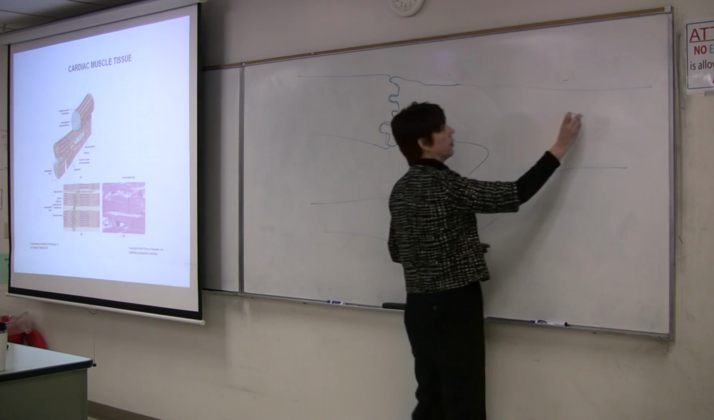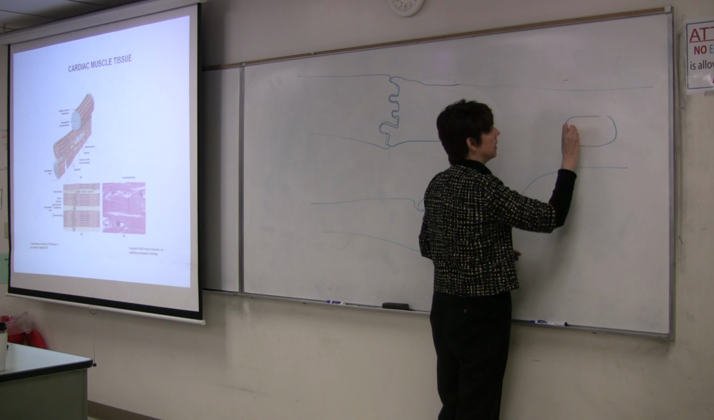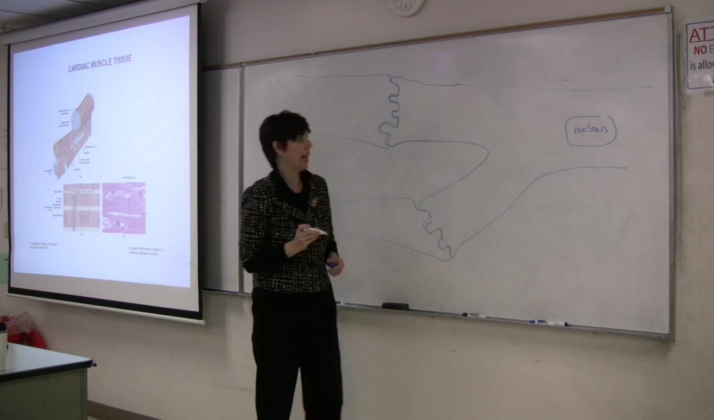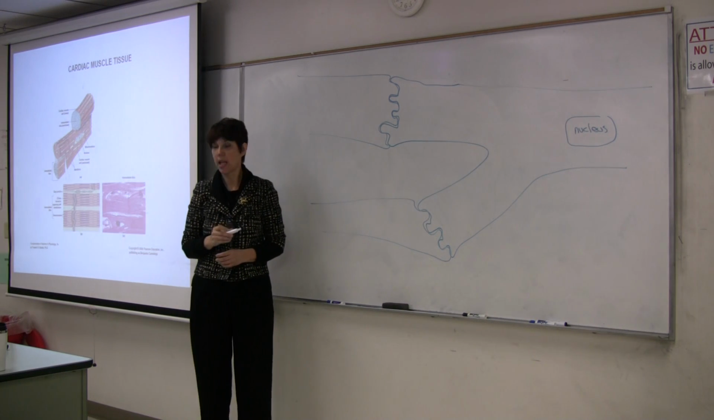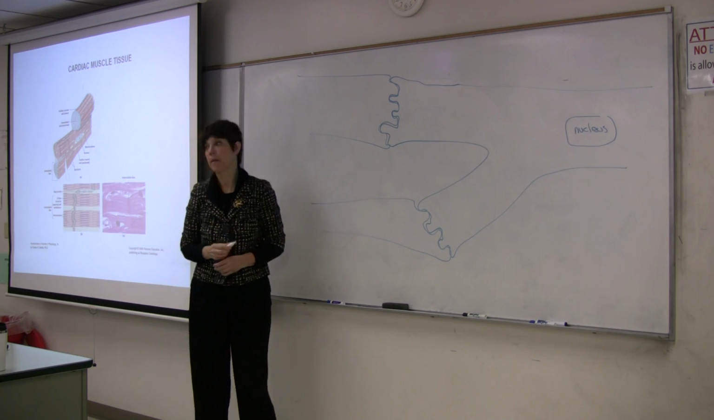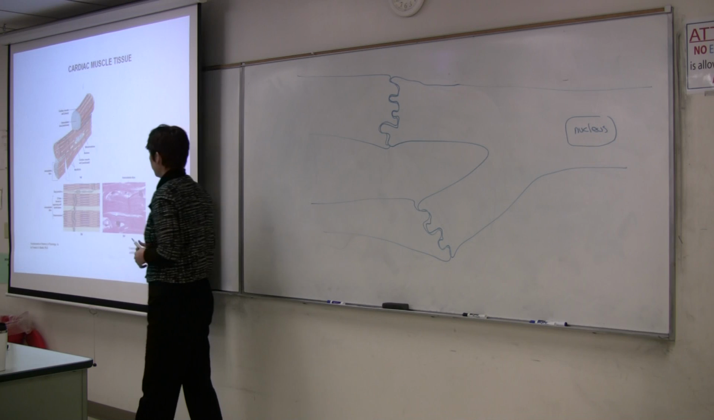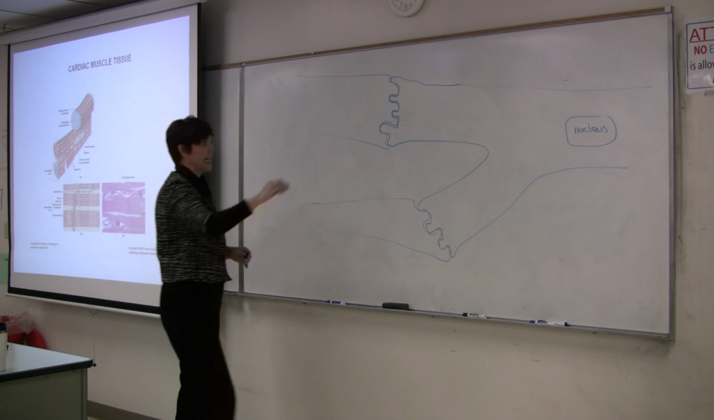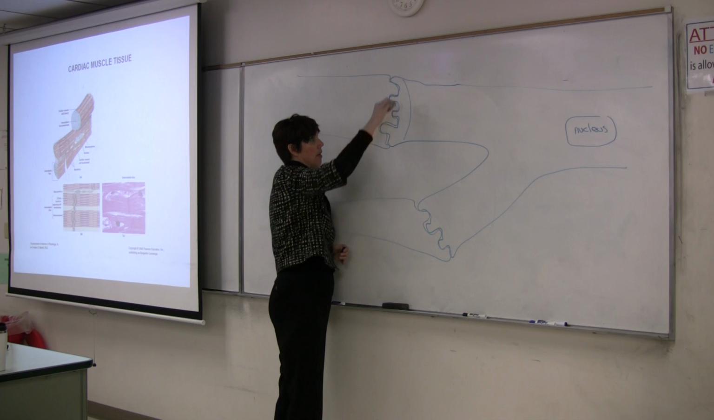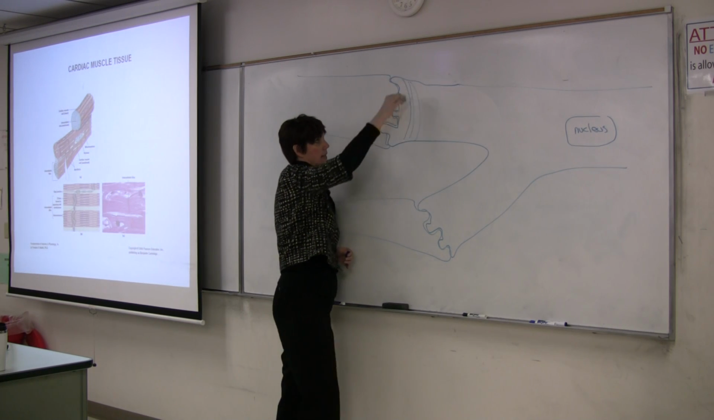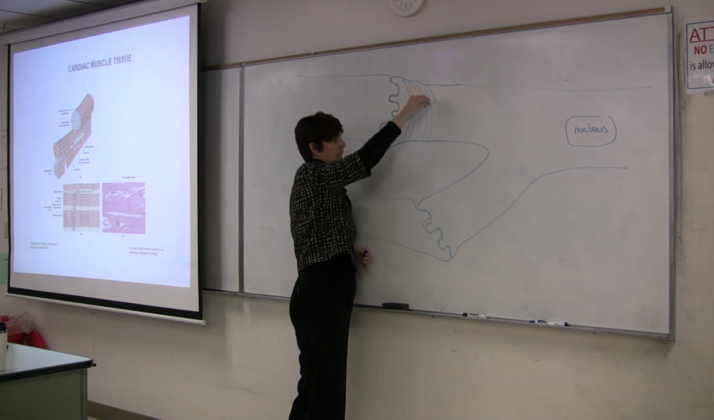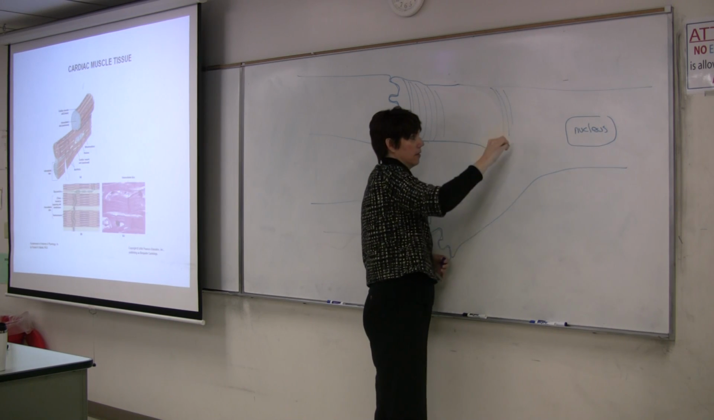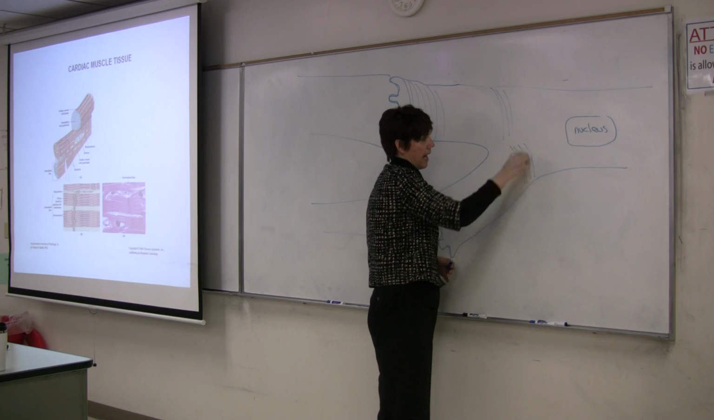So there is a single nucleus, kind of boxy or rectangular in shape. And the structure that makes it look the most like skeletal muscle is the banding. So we have light and dark bands going perpendicular to the length of the cell that make it appear striated.